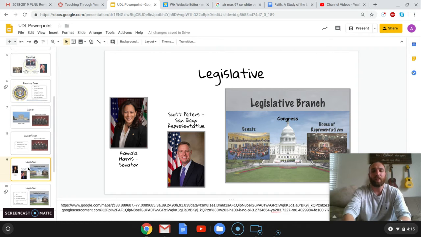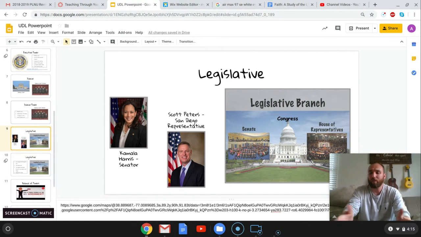Then you have the legislative branch. So we have what's called Congress, and this is the legislative branch, but that Congress is made up of two parts. It's made of the Senate and the House of Representatives. And so these are two different parts, and every state has senators and representatives. And so for our state of California, we have some examples here. We have Kamala Harris, who is one of our California senators, and then Scott Peters, who is our San Diego representative. So these are people who make up the legislative branch in California, but there are people like Scott Peters and Kamala Harris in every single state.